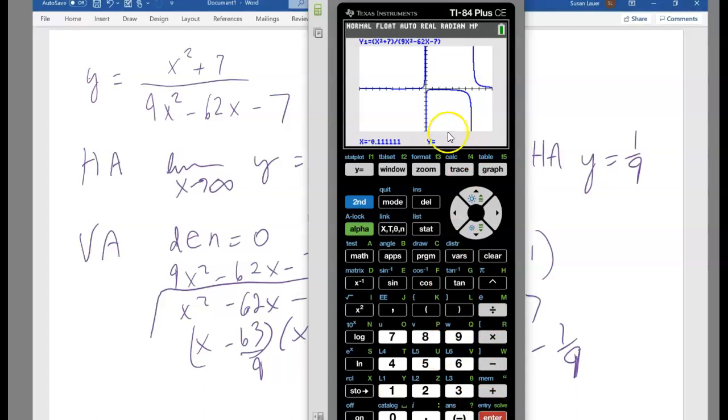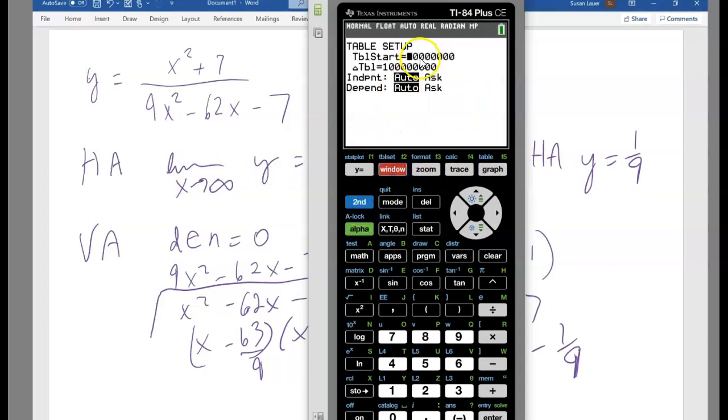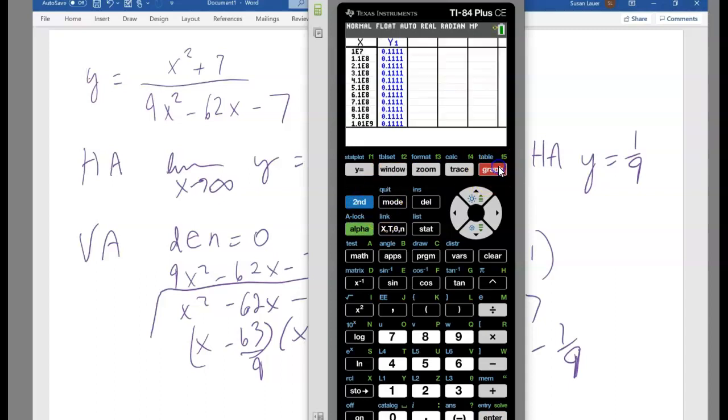And it gave me no y value there. So it looks like that vertical asymptote is correct. As x goes to infinity here, I could try to see what that one's going to be, but that's on the table set. So we do second table set. That looks good. Delta table of, and we get second table 0.1111, which is 1/9.